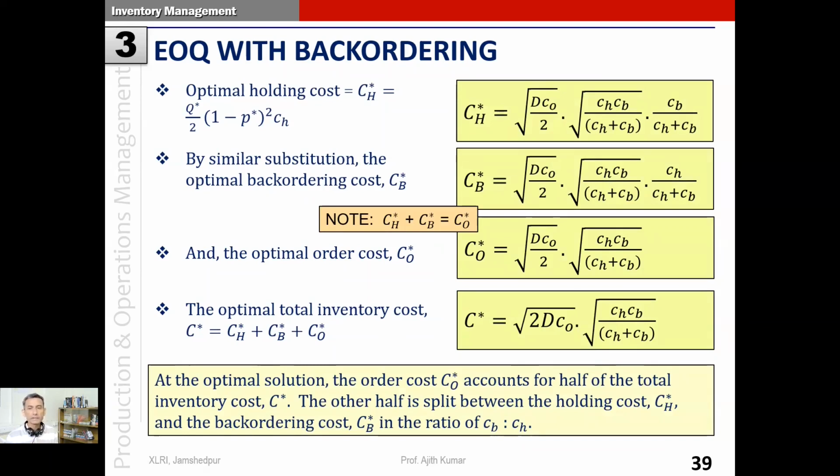The other half is split between the holding cost CH star and the back ordering cost CB star, and not split equally, it's split in the ratio of CB is to CH. Right? So CH star by CB star is equal to small cb by small ch.